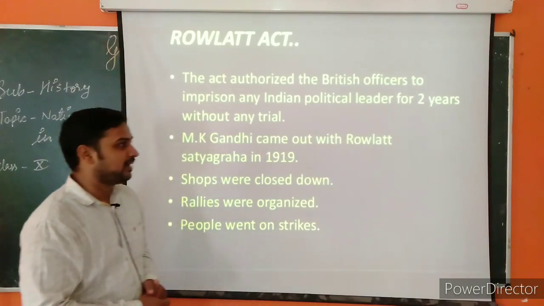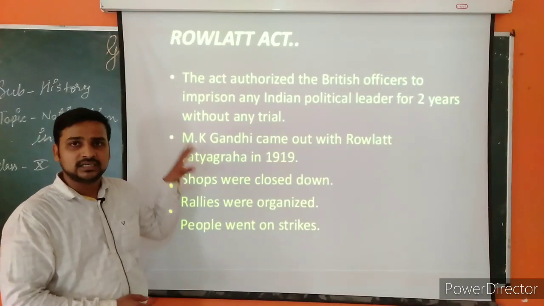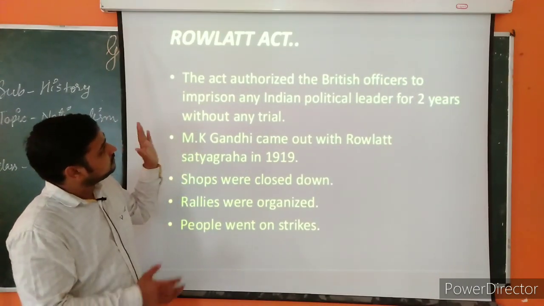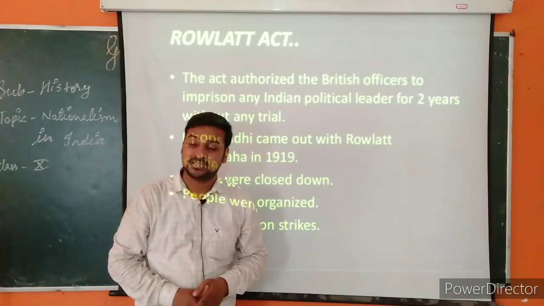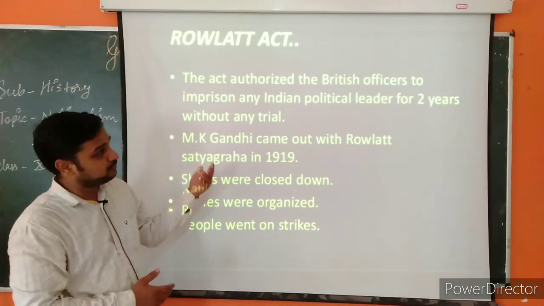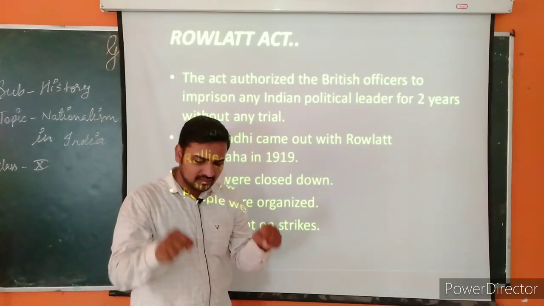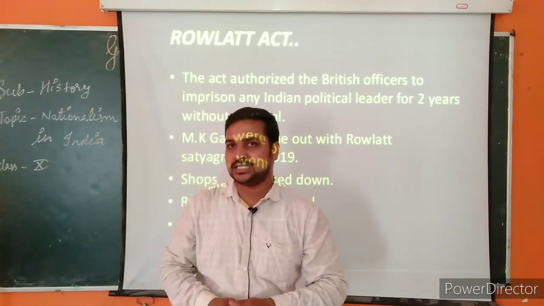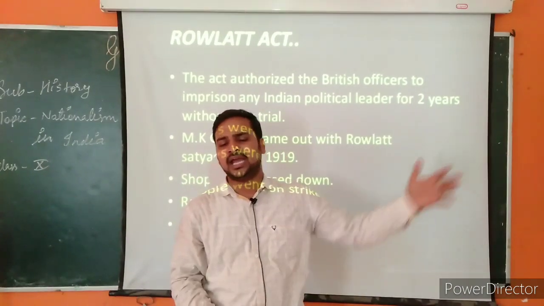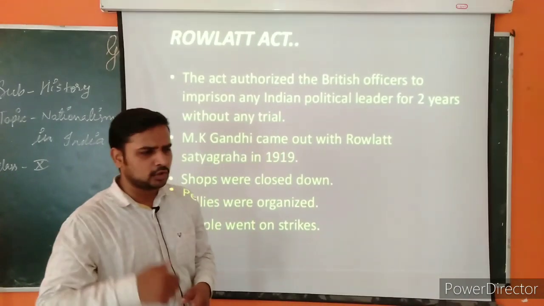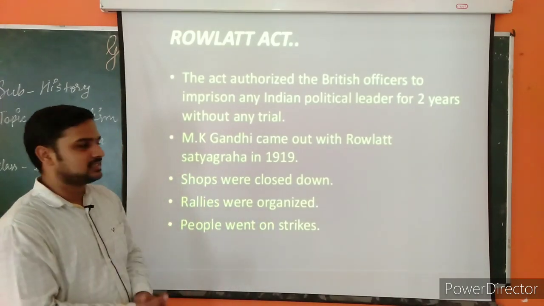If you want to go into the background, then you have to understand the Rowlett Act, because this is an act which is equivalent to a black law. Yes, this is a black law. This was a black law introduced by the Britishers to control the power of revolutionaries like Bhagat Singh, Chandrasekhar Azad and many more. But at that time Bhagat Singh was not at his pinnacle. He was a juvenile, an adolescent at that time.